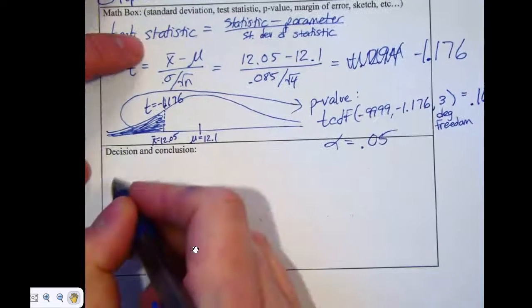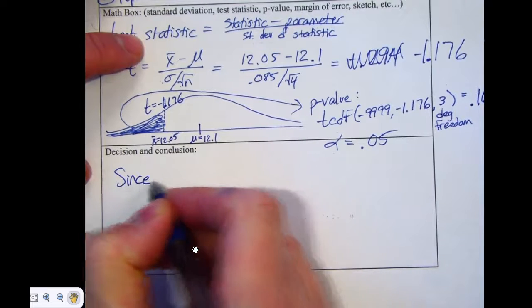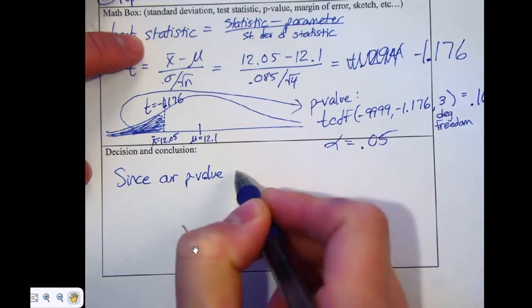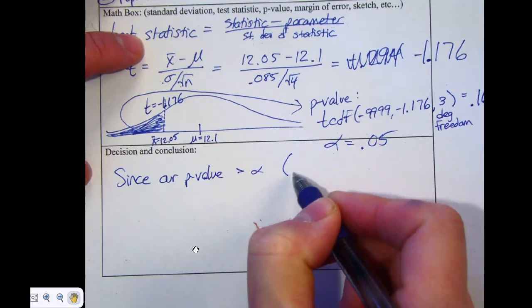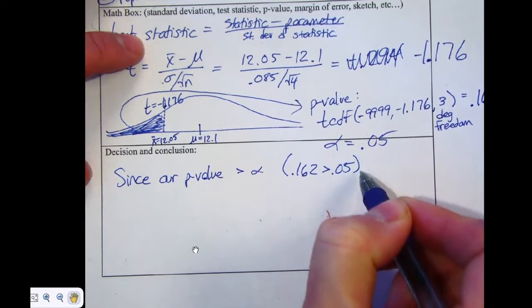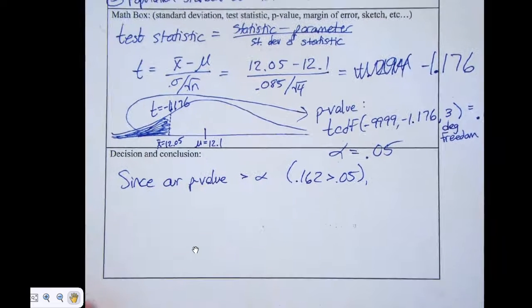So I'm going to conclude this, and I'm going to say since our p-value is greater than alpha, I'm going to reiterate: 0.162 is greater than 0.05. I'm just summarizing.